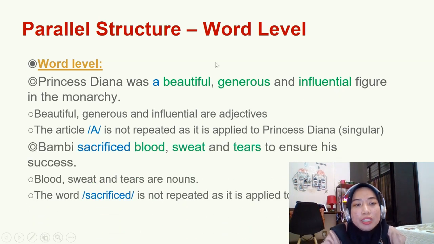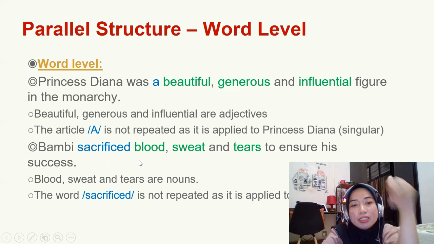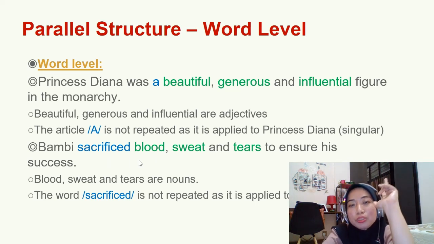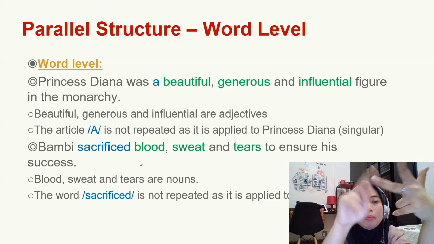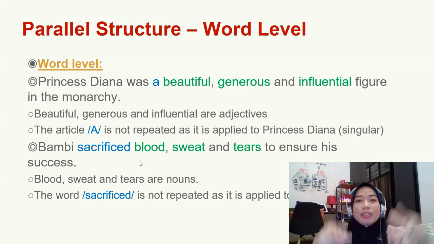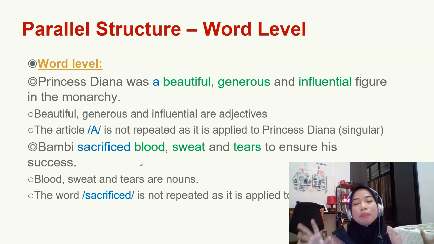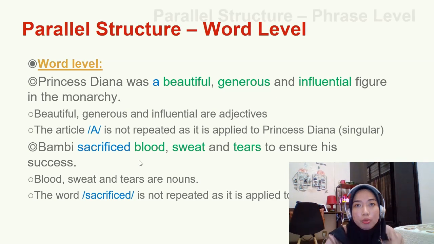So the same goes for the second sentence here. Bambi sacrificed blood, sweat, and tears to ensure his success. Blood is a noun, sweat is also a noun, and tears are also nouns. So blood, sweat, and tears are all nouns. Basically, consistently use the same parts of speech to make sure that your sentences are parallel. So this is at the word level.